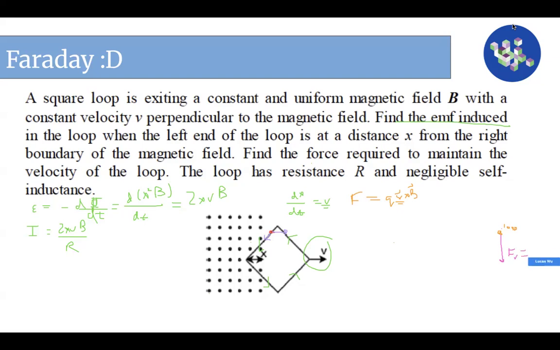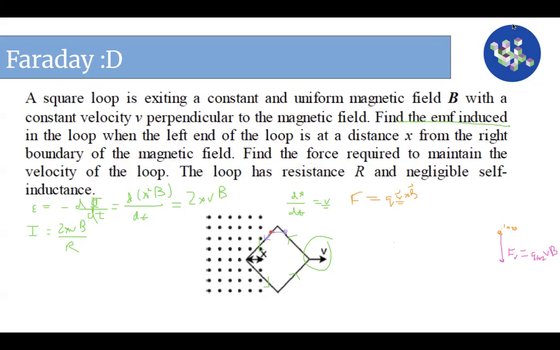How do I find the total Lorentz force? It'll just be Q total, V cross B. And because V and B are perpendicular, I can just write it's equal to Q total times V times B.